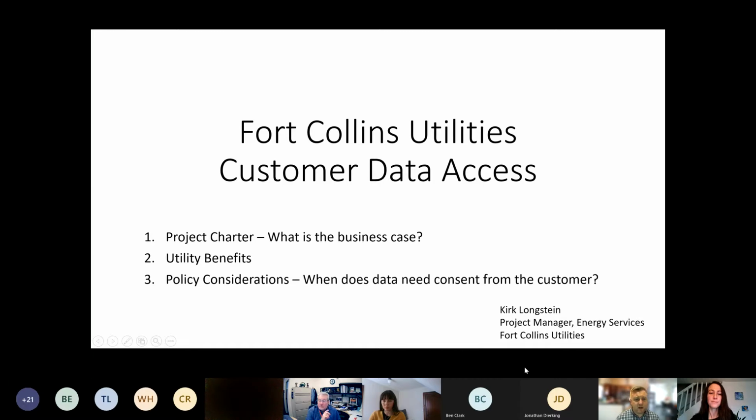So I just want to share a little bit about the project charter process and what our business case was. We had a lot of conversations around utility benefits, and then some of the key policy considerations that we really racked our heads around. A lot of what I'm going to talk about is the organizational development, organizational management around getting a team together to address some of these challenges. So I won't talk about our portal specifically, but happy to do so after the fact. Next slide.